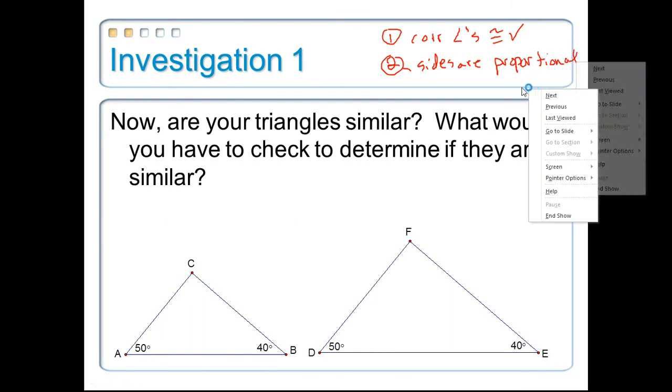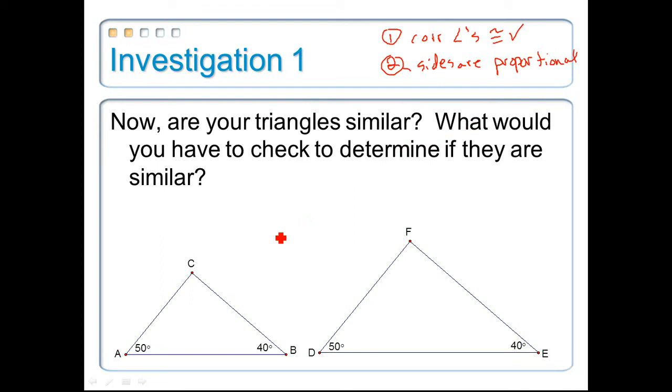So the sides are proportional. Okay, so what we need to do is get these side lengths. So you're going to need to get a ruler out. Your numbers may be a little bit different than mine, or maybe greatly different depending on your screen resolution. But I'm going to have to measure AC, BC, AB, and compare AC to DF, CB to FE, and AB to DE. So I'm going to do that right now.